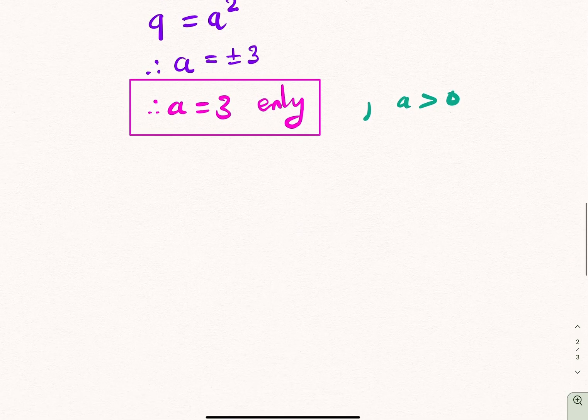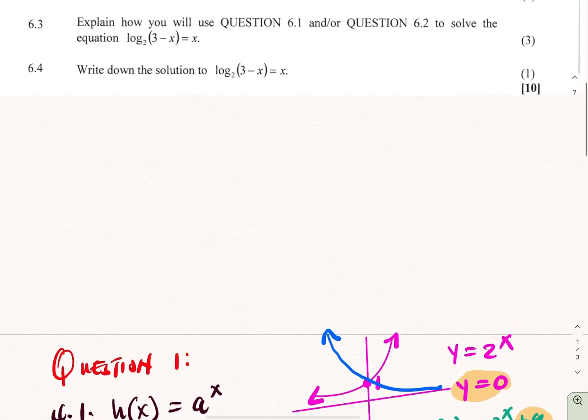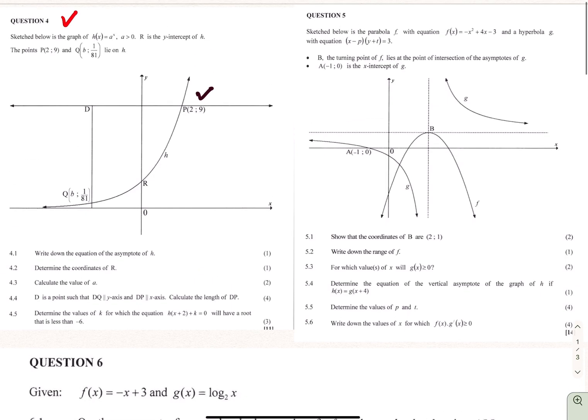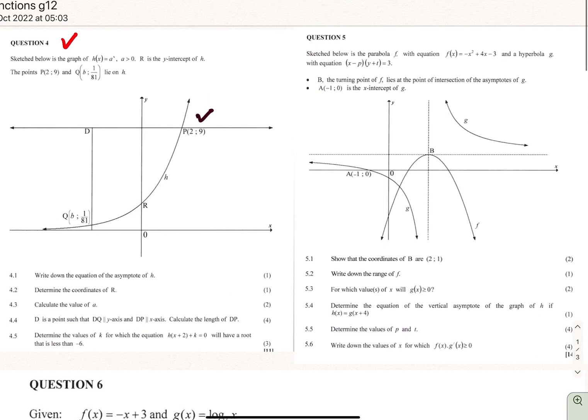Now let's check 4.3. Let's go to the question and really get the analogy around that. They're saying D is a point such that DQ, this one here, is parallel to the y-axis, and DP, this one here, is parallel to the x-axis. That is very clear. But let me really emphasize the issue of parallel and the axes. How do they connect in functions?